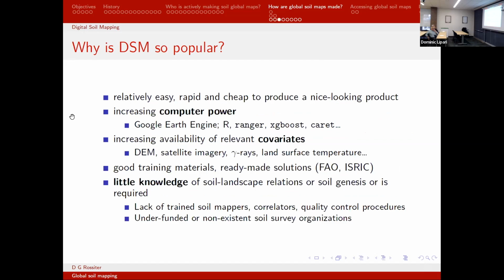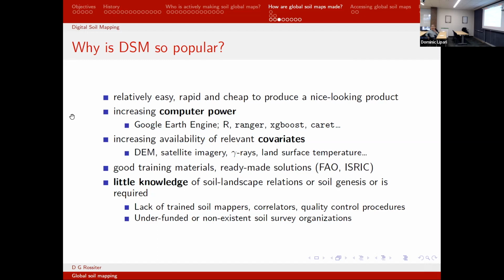Now, why is it so popular? Well, it's easy, rapid, and cheap. You just need a big computer, and you can even use Google Earth Engine. It costs you nothing or very little. Very easy to do. But what is important is we now have covariates that we think are well related to the soils. One I like a lot is the gamma ray emissions, which unfortunately we don't have over the whole world. But Australia has these, and that's one of the reasons they can make such good maps. It turns out to have a lot of relation to soil properties.